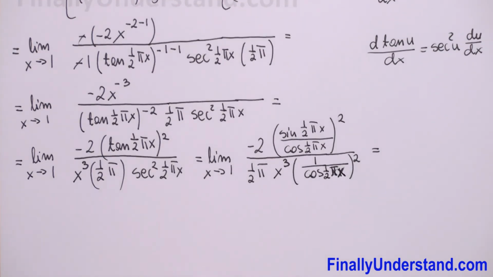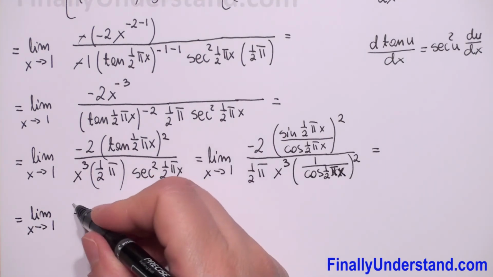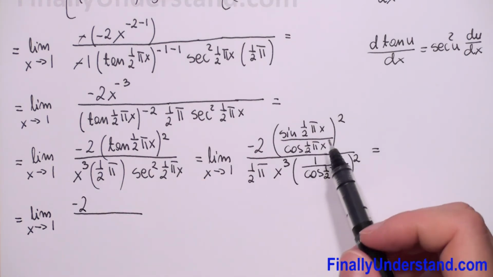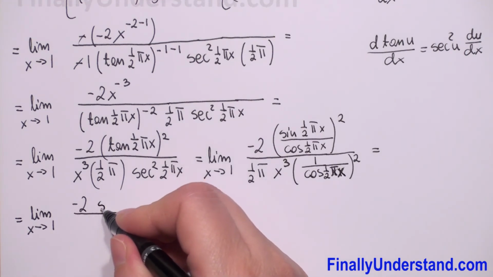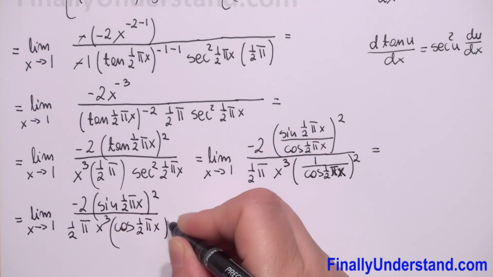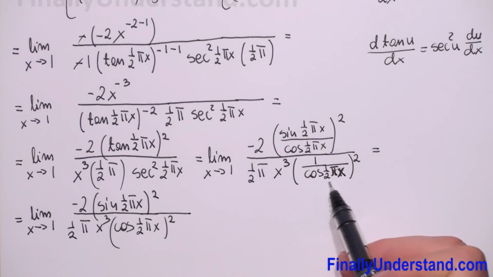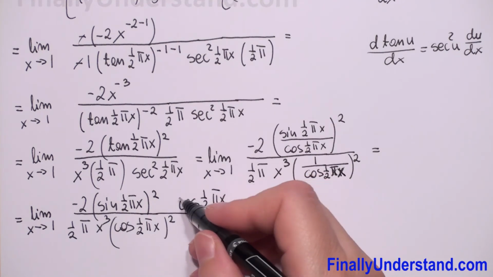We have to copy limit as x approaches 1, and we have negative 2 times, because we have square, we have fraction here and we have to take the 2 square. So I will write this, that this is sine of 1/2 pi of x square, and I will take down the cosine square. So first let me copy. We have 1/2 pi times x cube, and we have cosine of 1/2 pi x square, and because we have 1 over cosine, so I will take this denominator to numerator. So we will have times cosine 1/2 pi x square.